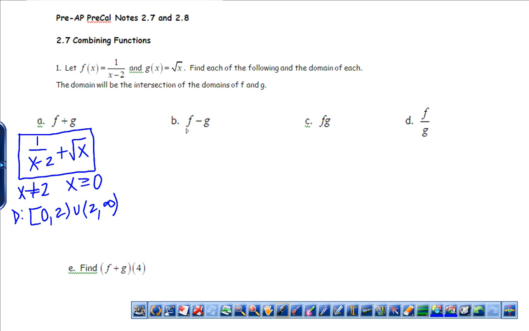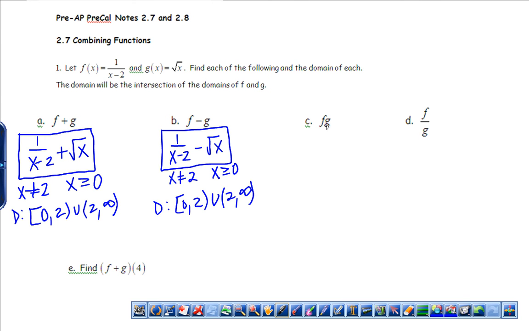Okay, for this one, when we want to subtract, then I would say that 1 over x minus 2, and we're going to subtract the square root of x. And again, I cannot combine these, so this would be my answer. So again, x cannot equal 2, and x has to be greater than or equal to 0. So it looks like my domain is going to be the same.